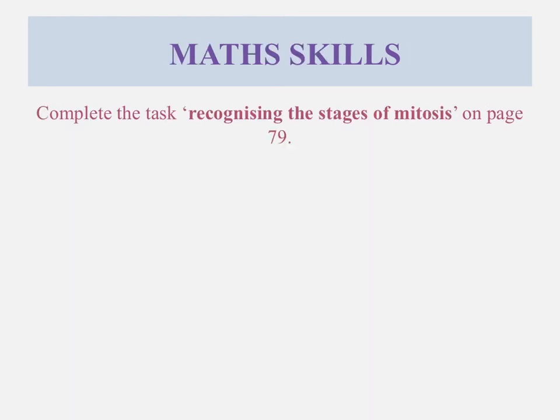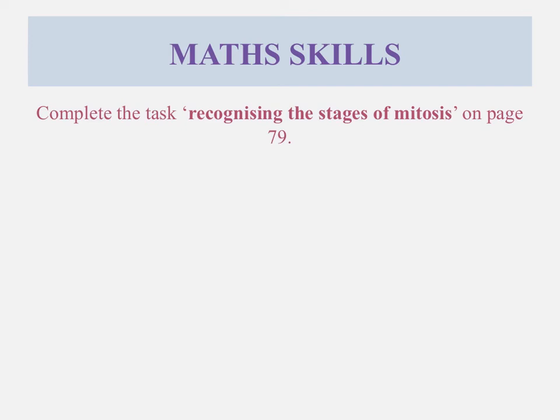The next thing I'd like you to have a go at is the task recognising the stages of mitosis on page 79 of your blue book. If you haven't got a blue book, there should be one copy at the back of L9, unless someone's nicked it, in which case I'm going to find out who it is. And it's just the little green box at the bottom of the page. It's not too long, there's only 3 questions. You're just using pictures and recognising steps of mitosis.